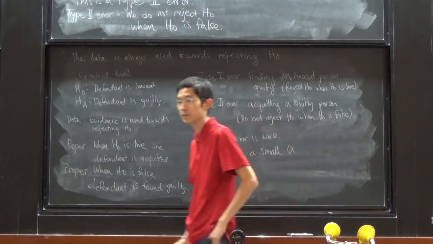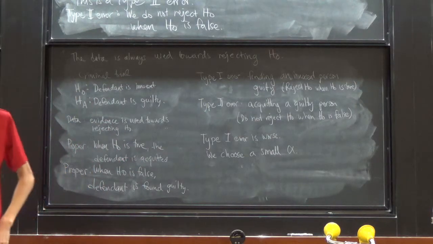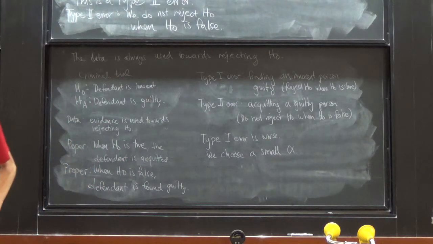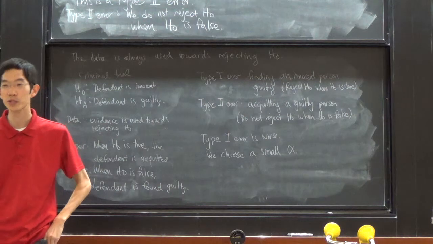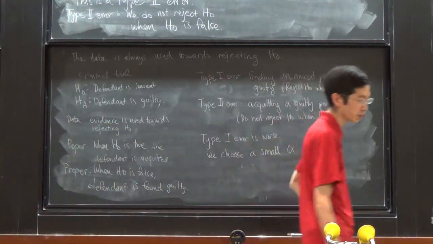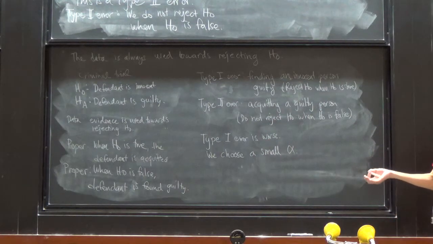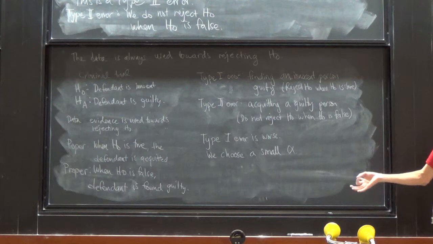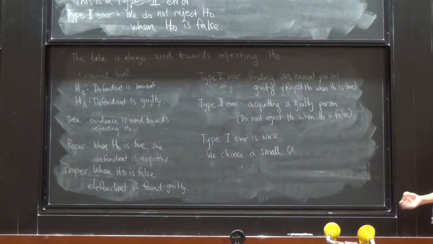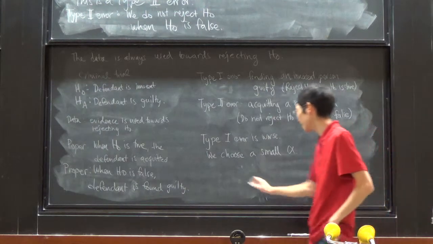And they actually tell the jury this. They don't say choose a small alpha, but what do they say? Beyond a reasonable doubt. Make sure you are certain beyond a reasonable doubt. They don't want people to just say, seems guilty, so we're going to say guilty. If you're going to say guilty, you want to be certain beyond a reasonable doubt.